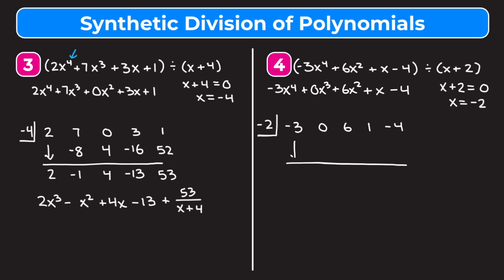So we're going to pull down this negative 3. We're going to multiply the negative 3 by the negative 2 in the box. Negative 3 times negative 2 is positive 6. We're going to add straight down. 0 plus 6 is 6.